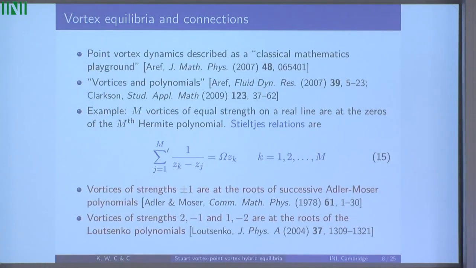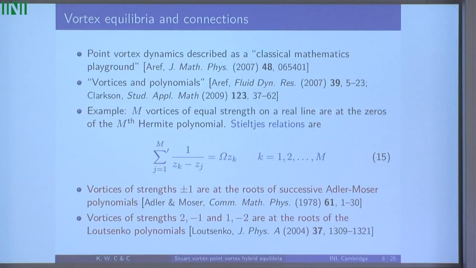Basically, if you have vortices of strength plus minus 1, so now you have mixed strength but the same magnitude, they are at the roots of successive Adler-Moser polynomials, which were described by Adler and Moser in connection with the rational solutions of the KdV equation. And they had a construction using iterated Darboux transformations.